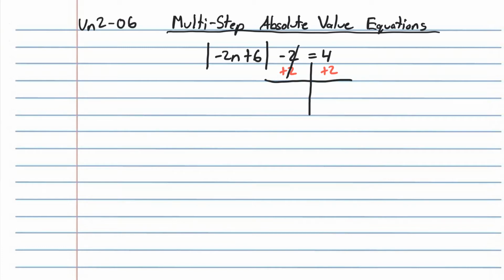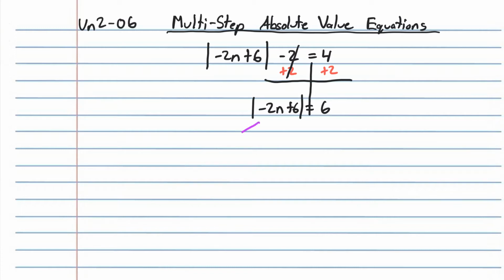Okay, this is zero pair. Bring down the leftovers. We have the absolute value of negative 2n plus 6 equals, and 4 plus 2 gives you 6. Okay, now those bars are alone. Like there's nothing attached to it, there's nothing in front of it, it's just the bars. So now we can actually split it into our two cases and get our two answers that way.